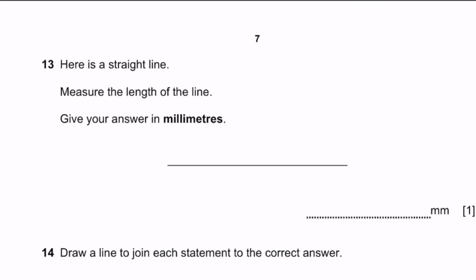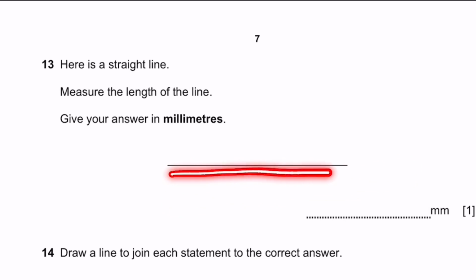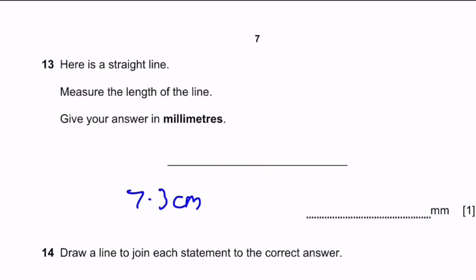Question 13. Here's a straight line. Measure the length of the line. Give your answer in millimeters. So you can take a ruler and place it like that so that the calibrated part comes up here. Now we measure the length. Will always be in centimeters, and in this case it's 7.3 centimeters if we measure it. And 7.3 centimeters when you convert to millimeters is 73. That's the answer, 73 millimeters.